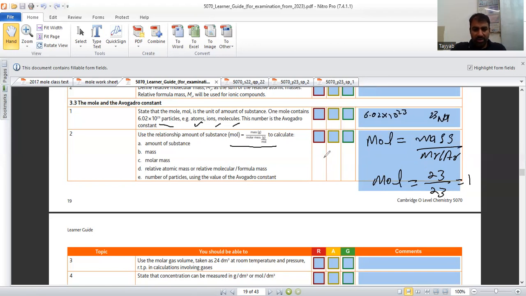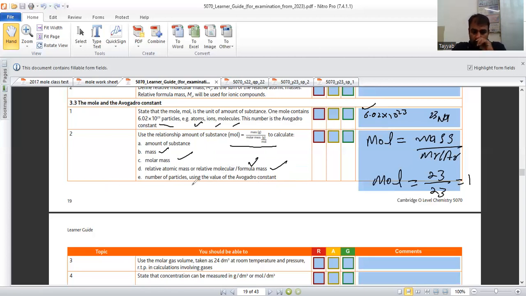Okay, hope you are clear with this formula. Or in other words, if a substance contains 6.02 × 10^23 particles, which is the Avogadro number, this is equal to 1 mole. So molar mass, relative atomic mass, or relative formula mass is clear. Relative formula mass is used for ionic compounds. For ionic compounds, we cannot say MR or molecular mass. Next, the number of particles using the value of the Avogadro number. From the above definition, if a substance contains the Avogadro number of particles, this is equal to 1 mole.